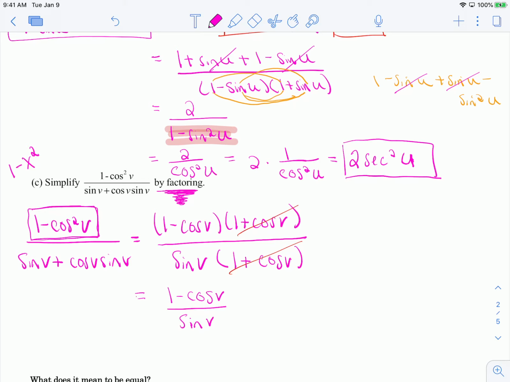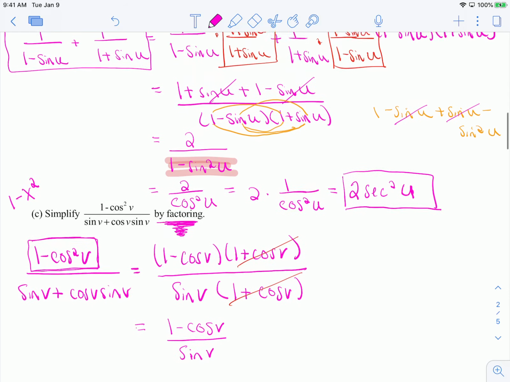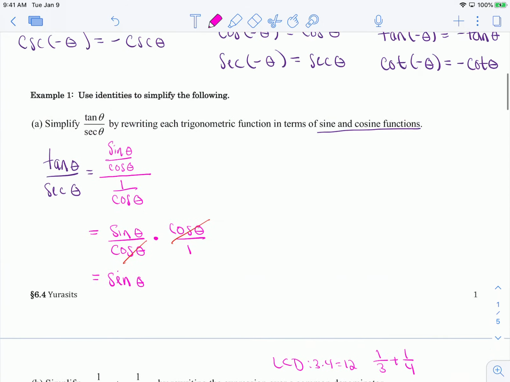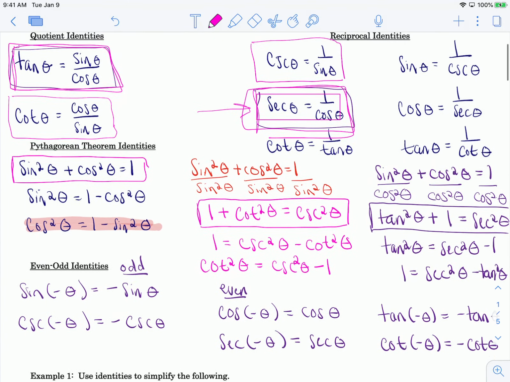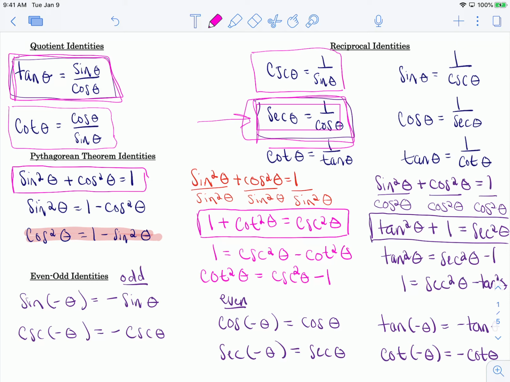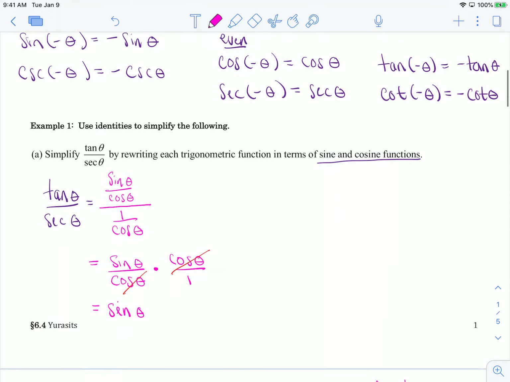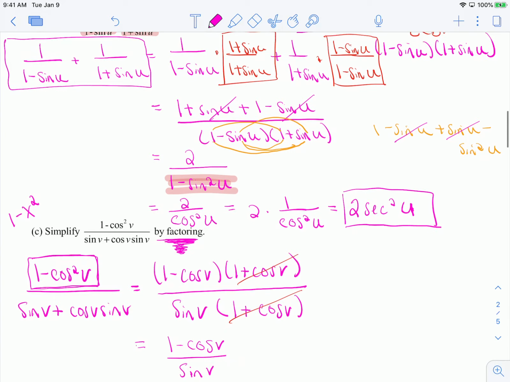I know, again, because of exposure, this can't go any further. But say you're like, but why? I really want to look at this. If you look at your cheat sheet, 1 minus cosine is not on here. Yeah, cosine squared and sine squared are, but not just cosine. So that's why I know, all right, I'm done. That's all I can do.